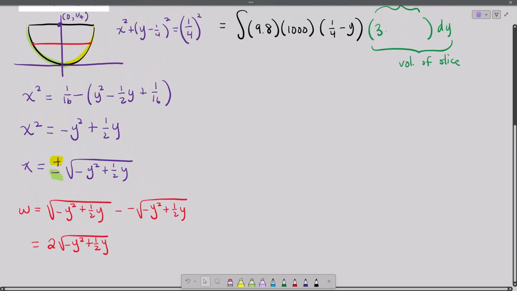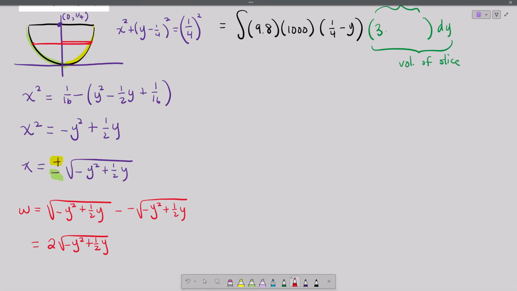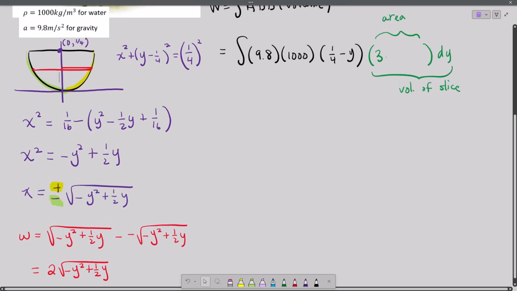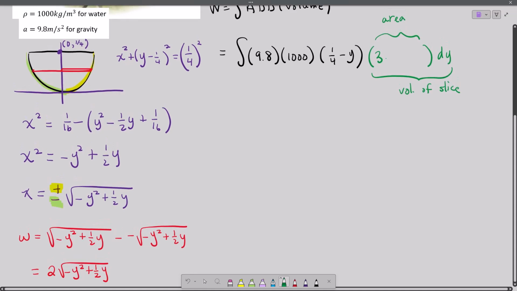If you look at the picture, you could say, oh yeah, this distance right across there is the same as that distance, so it's actually 2 times whatever this distance to the right curve is. The distance to the right curve is this positive square root. So now we know the width of the element at y, and that's what we drop in right here. So this is the hardest one. This one where we have to find the width of a trough is the hardest.